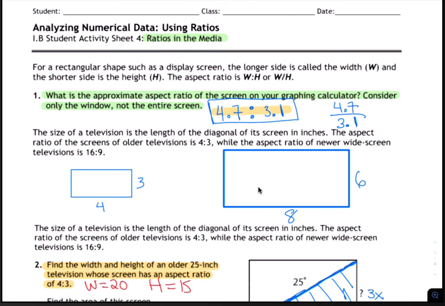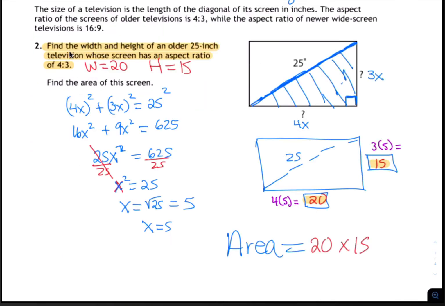Question number 2 says, find the width and height of an older 25-inch television whose screen has an aspect ratio of 4 to 3. Let's look at the screen over here. A 25-inch television screen means that the diagonal is 25, so that would be from one corner over to the opposite corner. We're trying to find how long the width is, and the height.